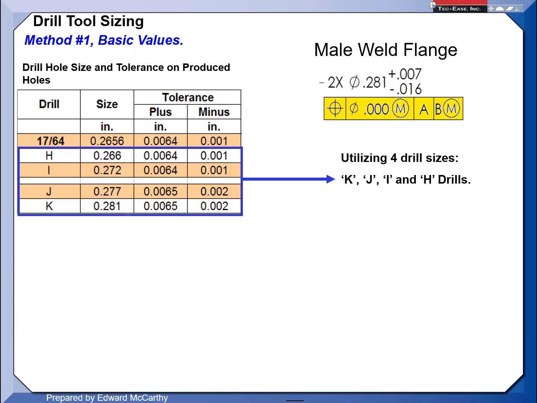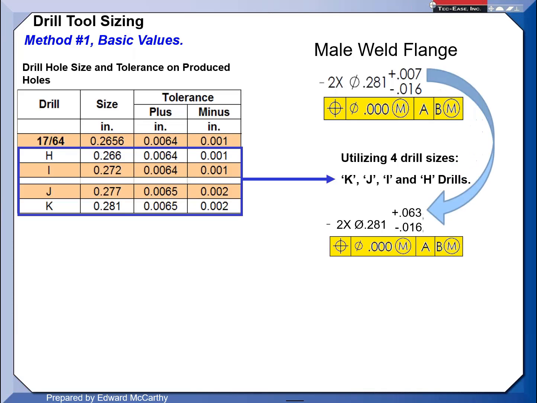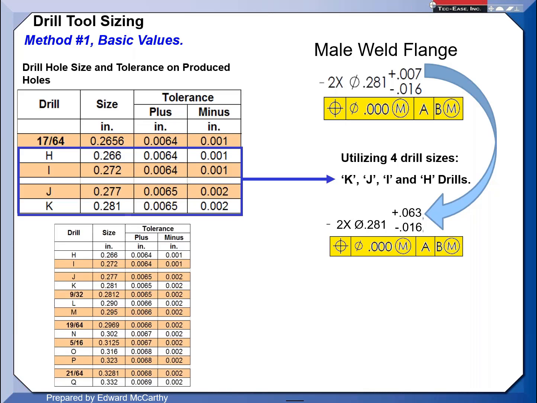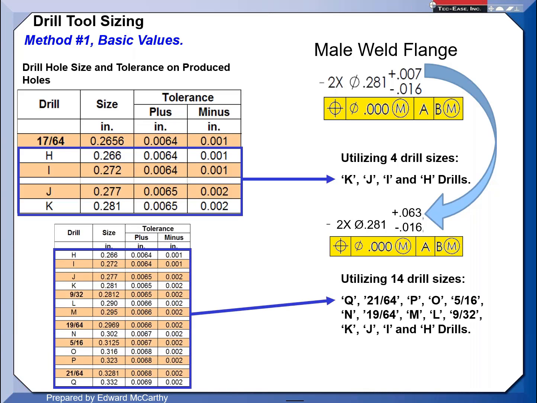Now we went the other way, asking, well, how big? In this case, let's look at the producibility of drill sizes. So now these are all accessible based on this callout.